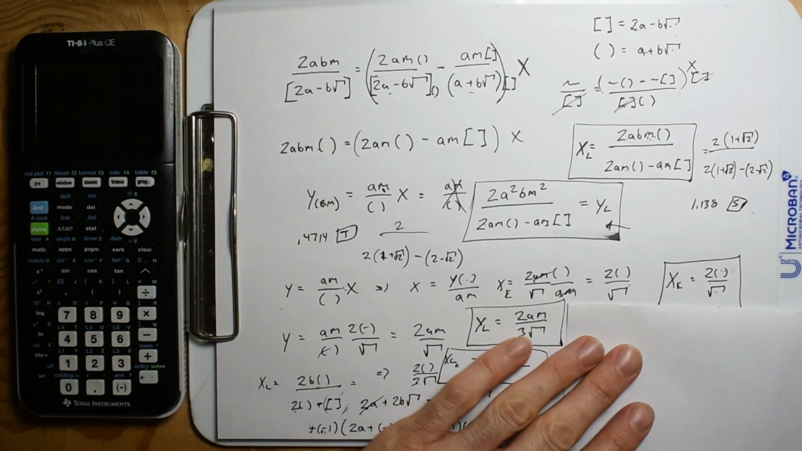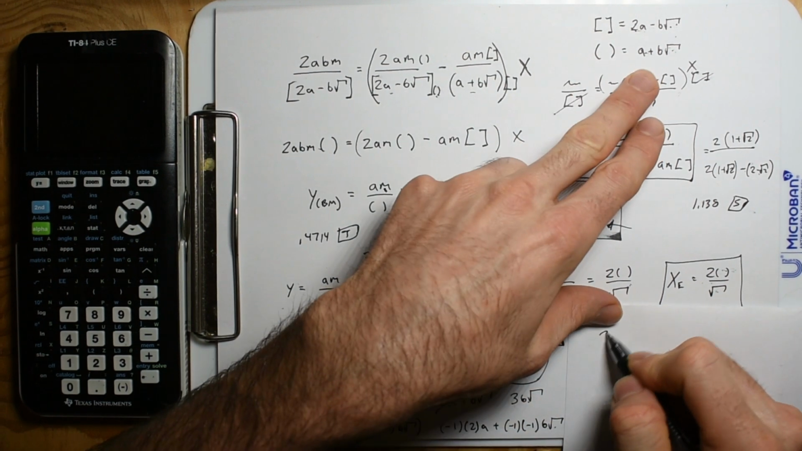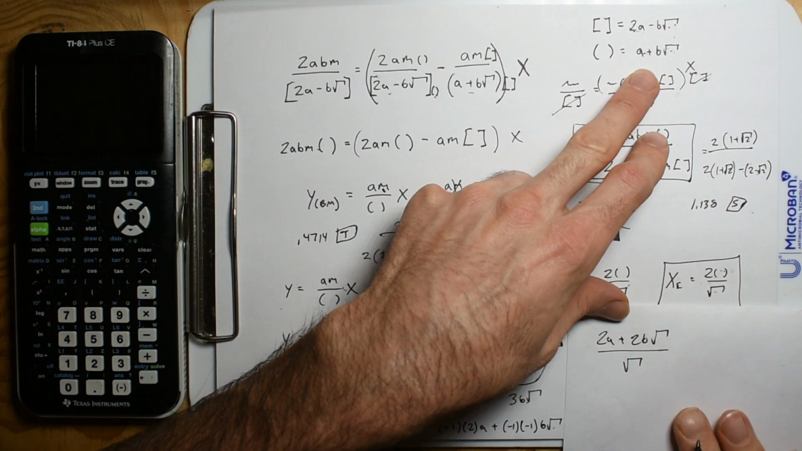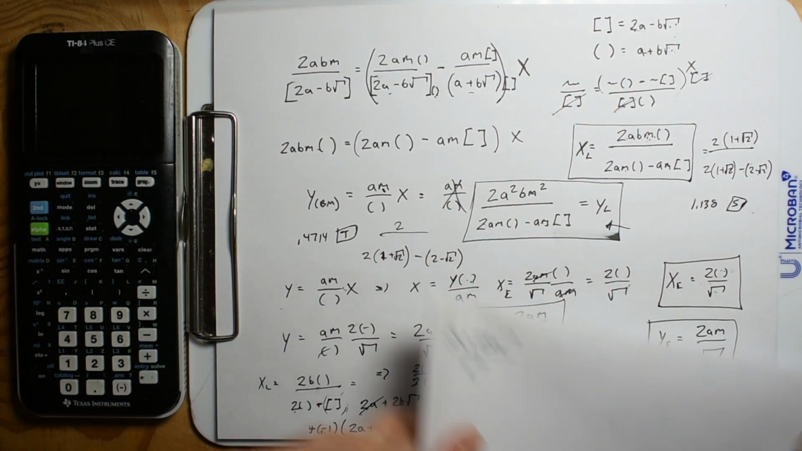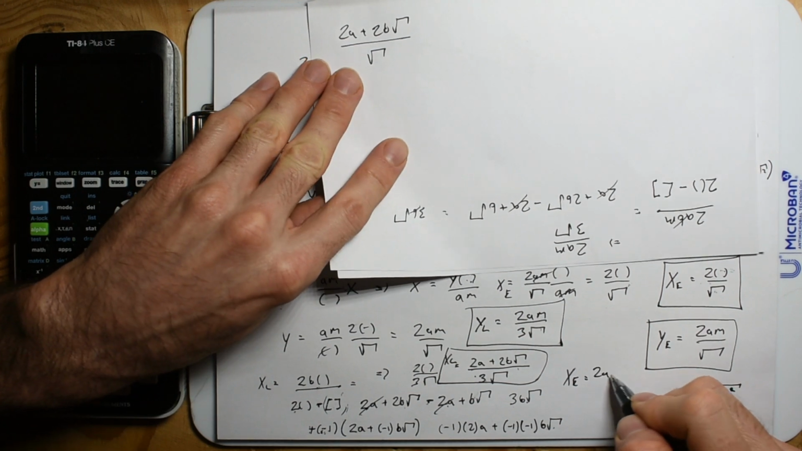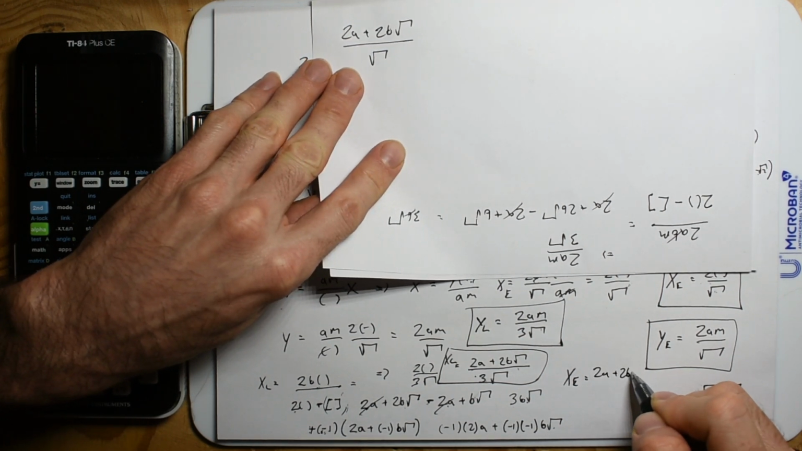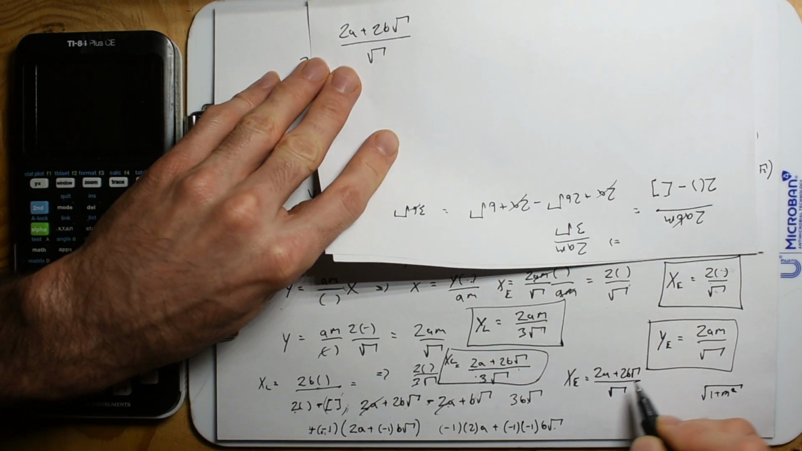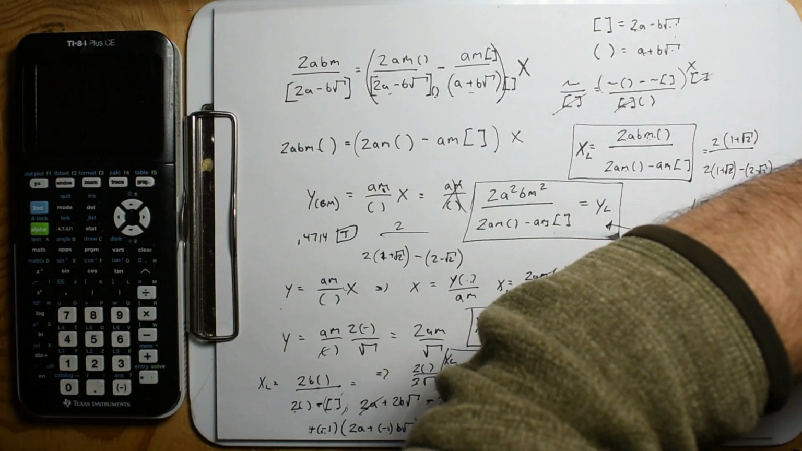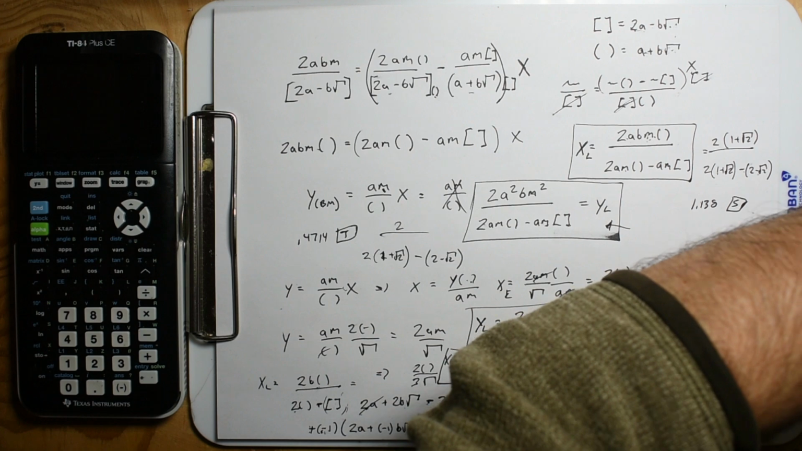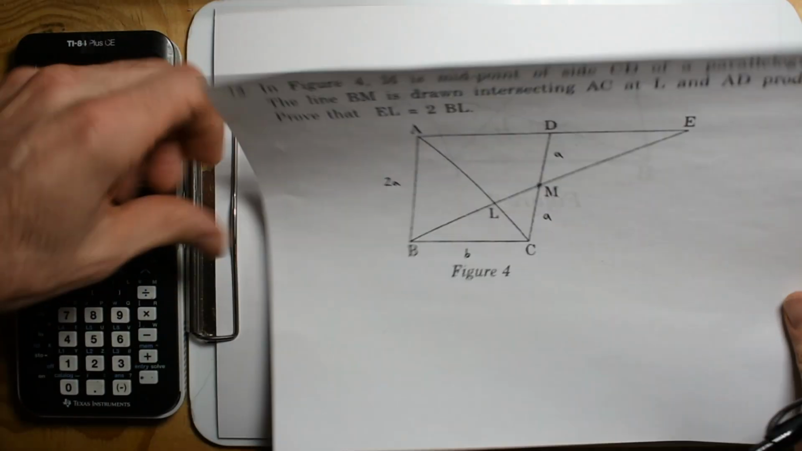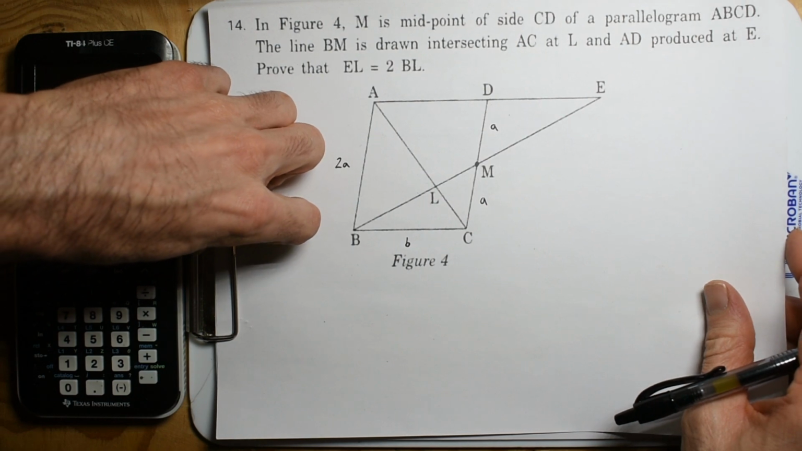So this is going to be 2 brackets. So we have 2a plus 2b square root divided by the square root. Okay, hell yeah, and I can live with that. So we're going to have xe is 2a plus 2b square root divided by the square root. Okay, hell yeah. So I think we're basically there. Yeah. So let me rewrite these.